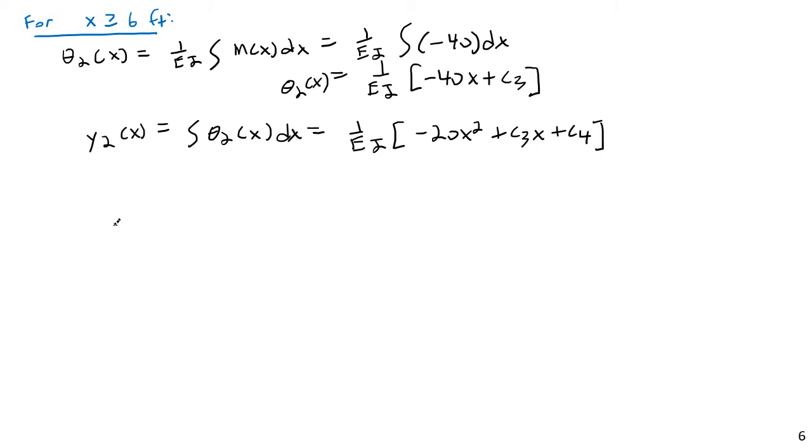C3 can be solved for just using the boundary condition at the jump point, at the break point essentially. Just like we did when we worked with moment functions, when you have discontinuities, often the moment will continue through, often the deflection will continue through. And the boundary condition here is that theta 1 at x equals 6 must be equal to theta 2 at x equals 6.